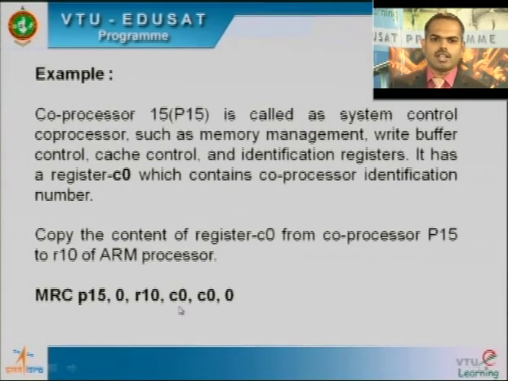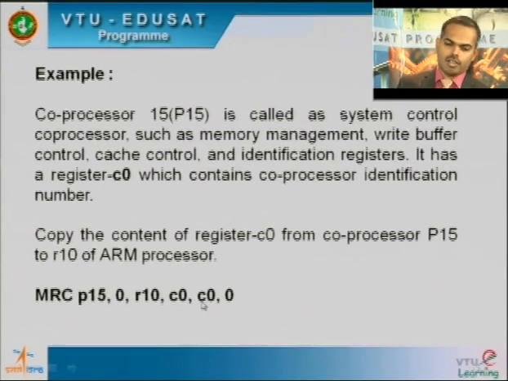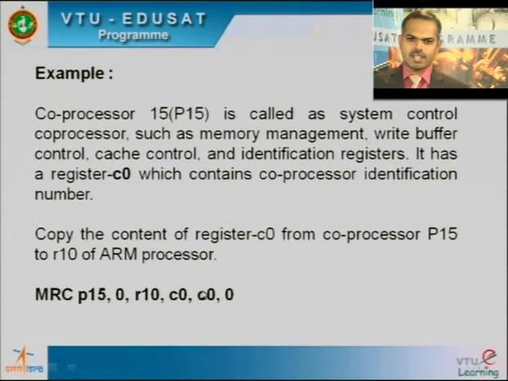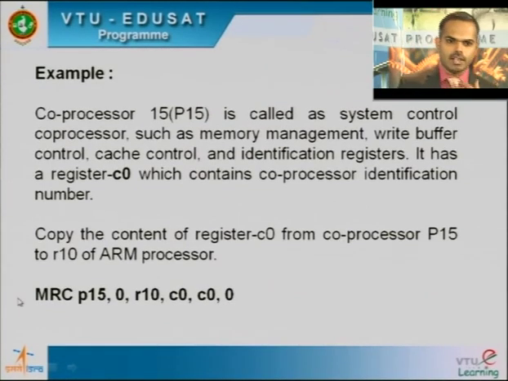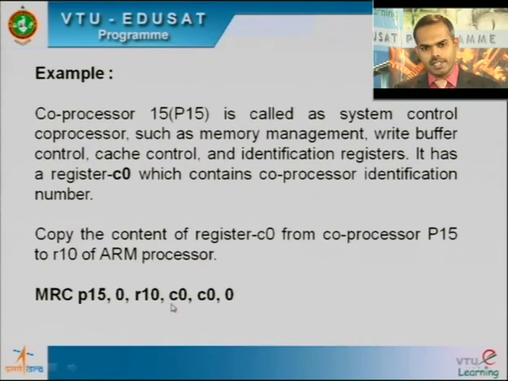Then C0 is a primary register in the coprocessor. C0 is also the secondary register, but on the secondary register we are not doing any operation. That's why the last operand is also 0. The last operand in this is opcode 2. Let's repeat this example: MRC P15, 0, R10, C0, C0, 0.